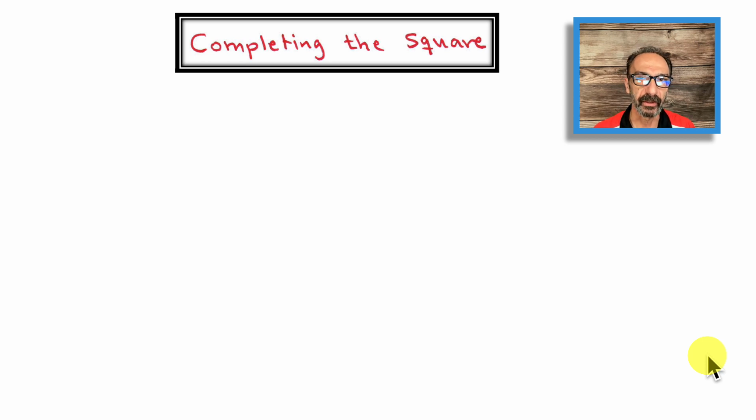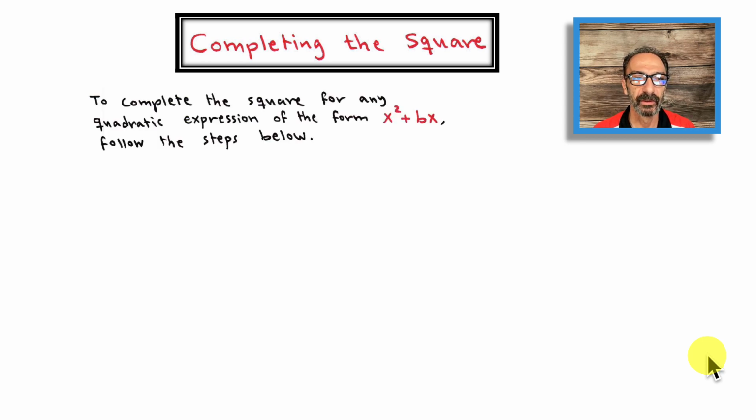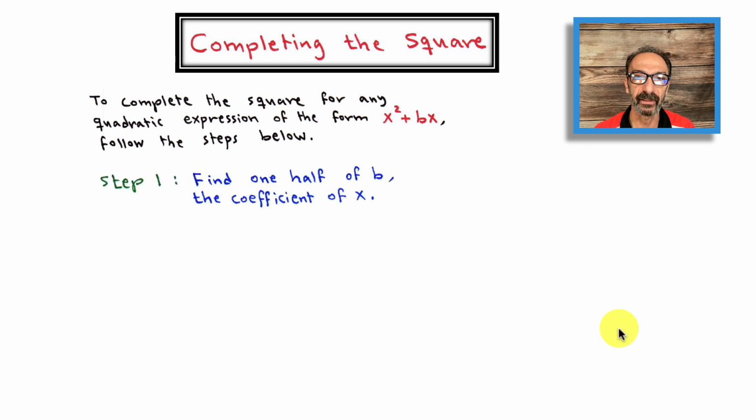To complete the square for any quadratic expression of the form x squared plus bx, follow the steps below. Find 1/2 of b, the coefficient of x, and that's when x squared has the coefficient 1. If it's not 1, we have to make it 1 by factoring out or dividing by it. And I have an example for that.